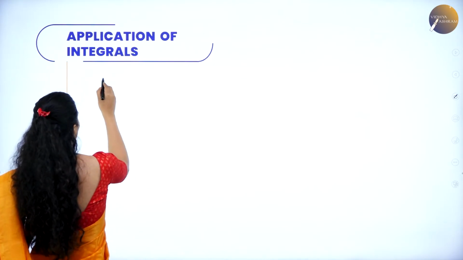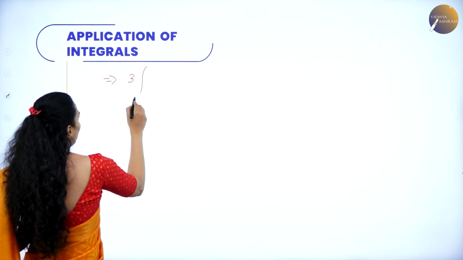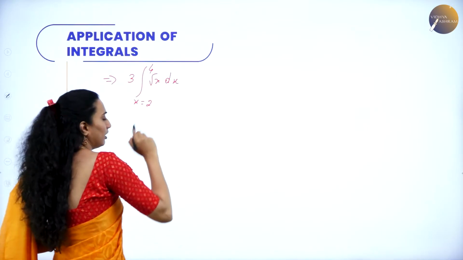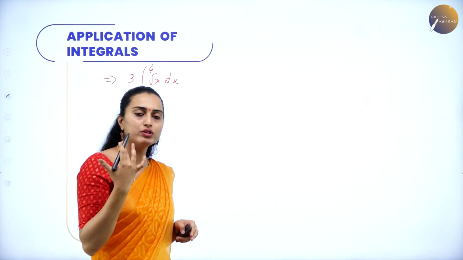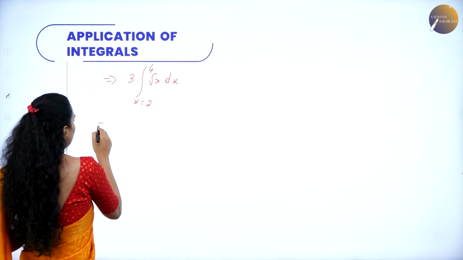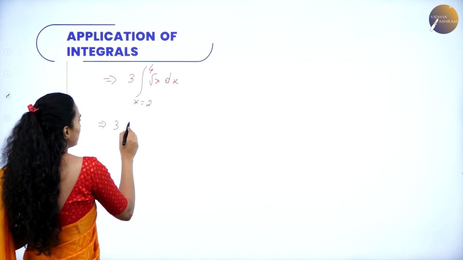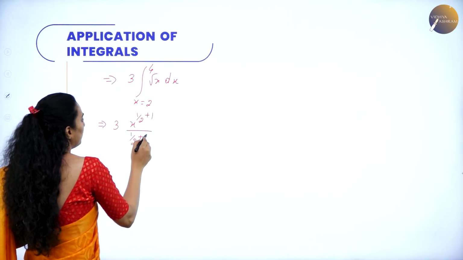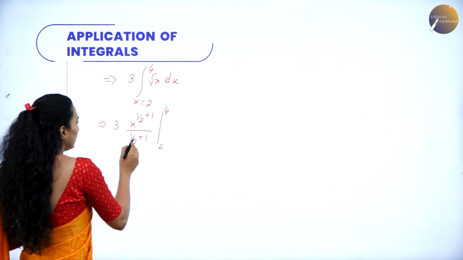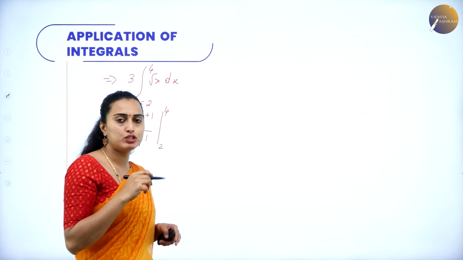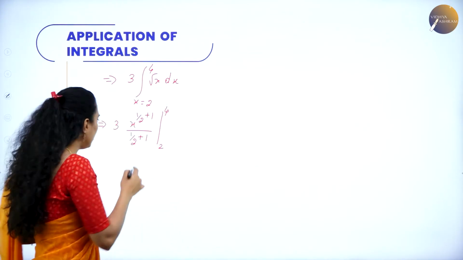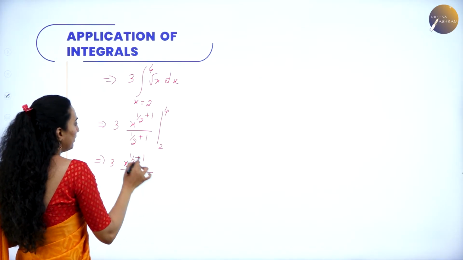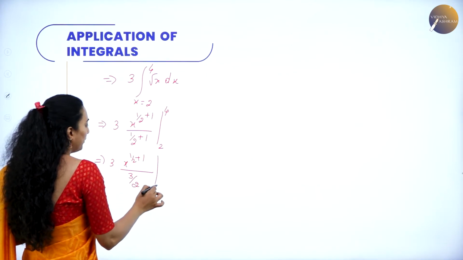Now what happens here? Which implies 3 under the root x, from x is equal to 2 to 4, root x into dx. What have I done here? I have taken 3 outside the integral, which is a constant. So therefore 3 into under the root x, which is x to the power of 1 by 2, so x to the power of 1 by 2 plus 1 divided by 1 by 2 plus 1, from the limit 2 to 4, right? Now if you take the LCM as 2, 2 plus 1 is 3, 3 by 2. So therefore you can have 3 into x to the power of 1 by 2 plus 1 divided by 3 by 2 from the limit 2 to 4.